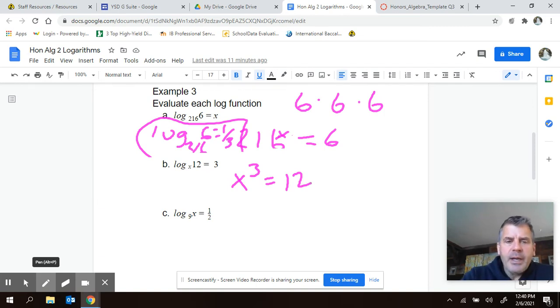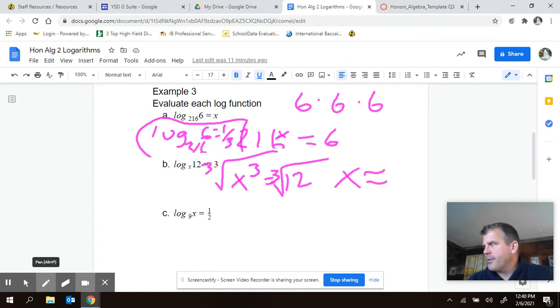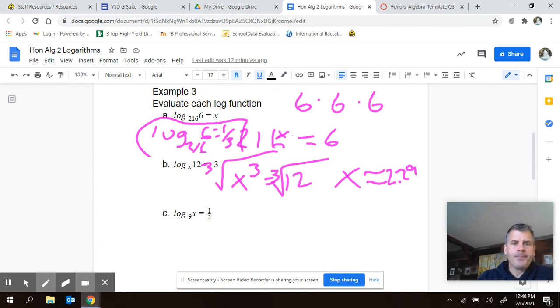So we would end up taking the third root of both sides to solve that, giving us that x is going to be approximately, if you take the third root of 12, what does that give us? About 2.29. So what's that mean? That means the log base 2.29 of 12 would equal 3.